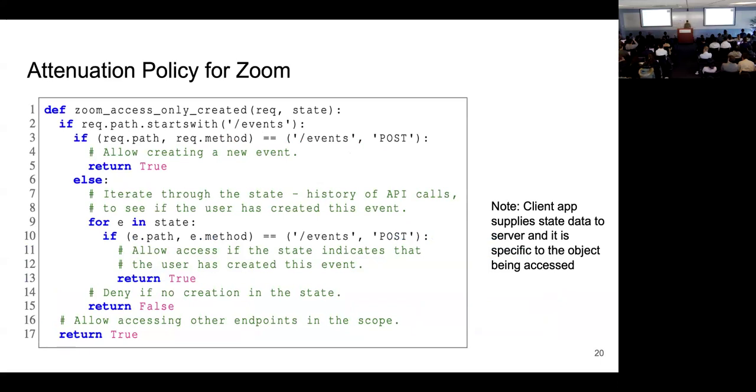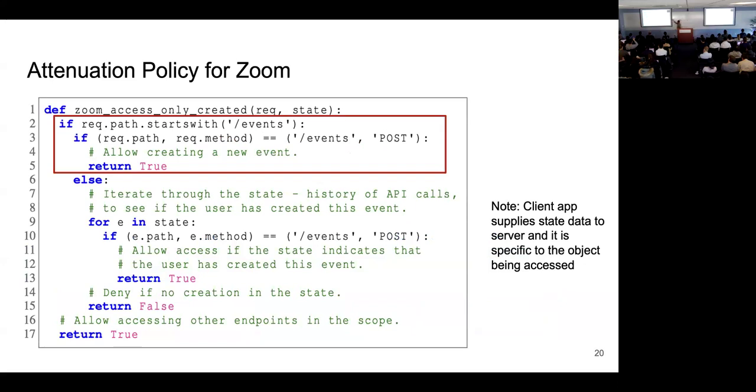And what does it do, right? A request comes in, and you see that it is a post to slash event. So it is creating a new event, and that is okay. So I'm going to allow that.